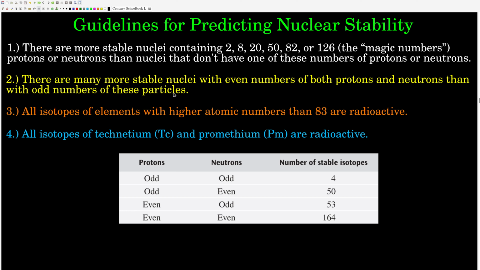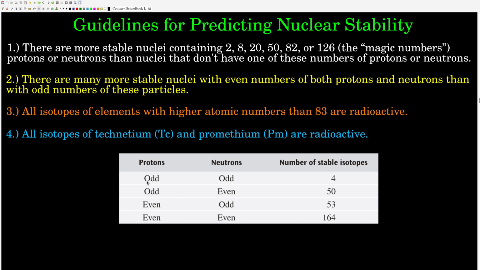All isotopes of elements that have atomic numbers higher than 83. So 83 is bismuth, so polonium and above, they're all radioactive to one extent or the other. Also, technetium, Tc, and promethium, Pm, are both radioactive. So this is just showing what it says up here.